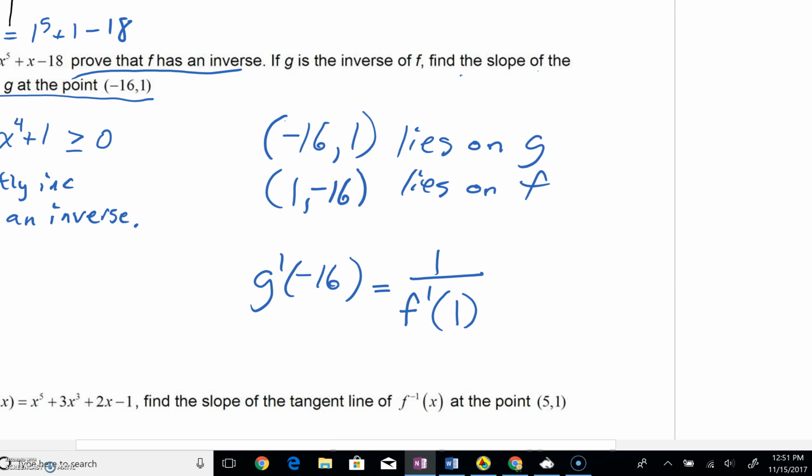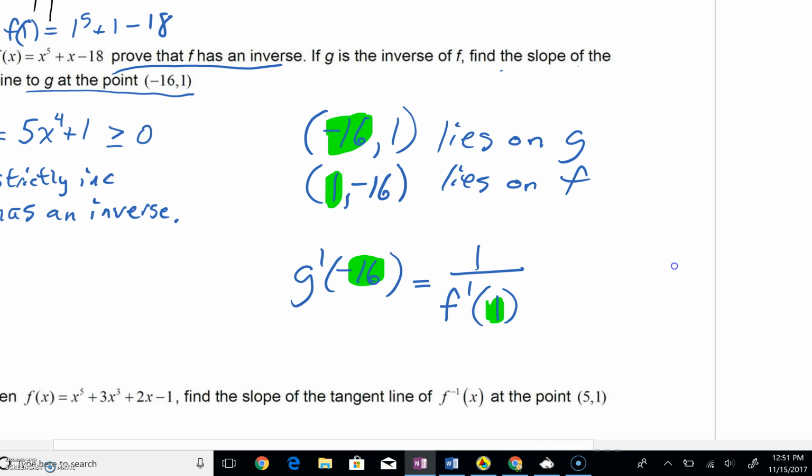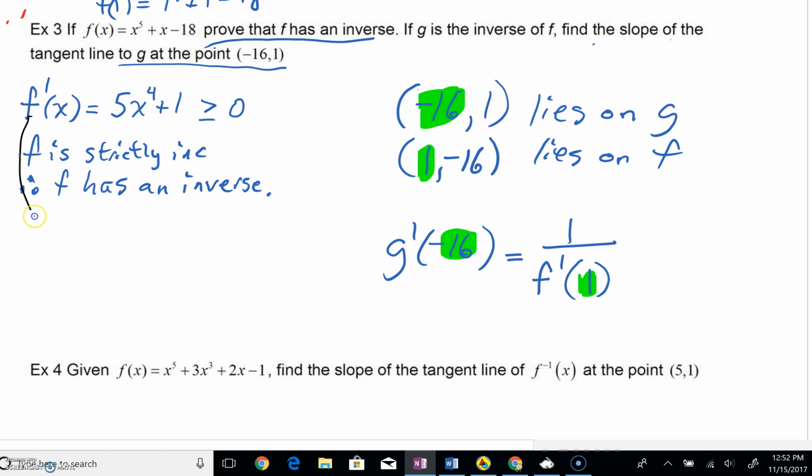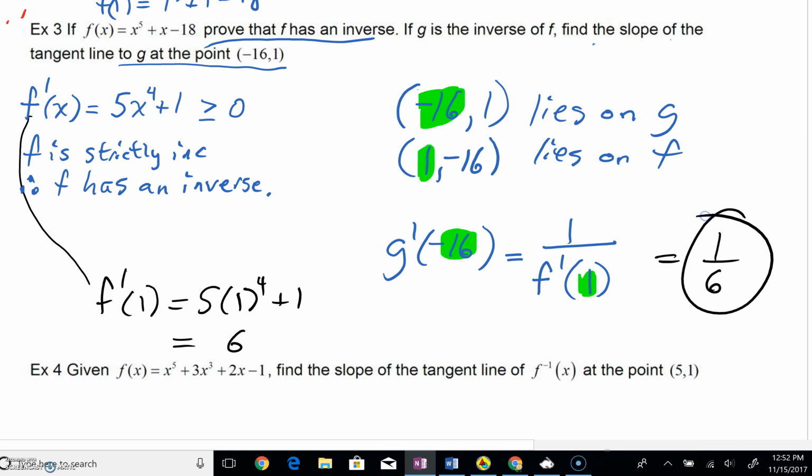You see, you're always going to have these different x values. And guys, the rest of this isn't so bad, honestly. I just want to point out that you're never going to have the same numbers inside there. So we could quickly see what f prime is. As we look at f prime of 1, that's 5 times 1 to the fourth plus 1, and that would be a 6. Guys, your answer is 1 over 6.